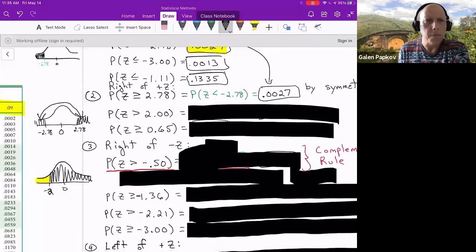So pause the video, try to find the answer for the area to the right of 2 and the area to the right of 0.65. And then when you're ready, start the video back up again. Let's see how you did.